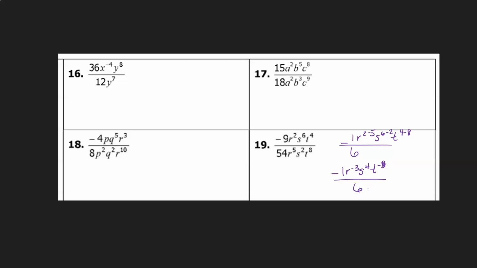So let's bring everything that's negative to the denominator. So I'm going to leave s to the 4th up top. The whole thing's negative. And I have 6r now to the positive 3rd, t now to the positive 4th.